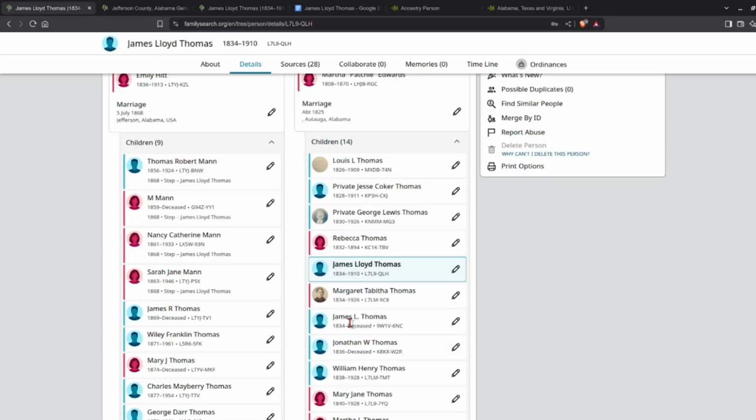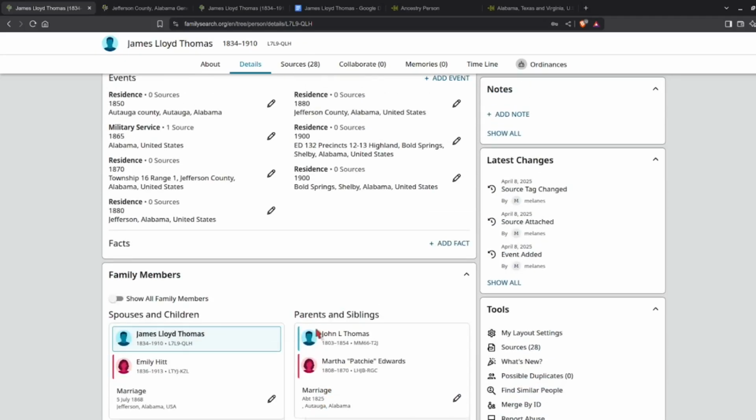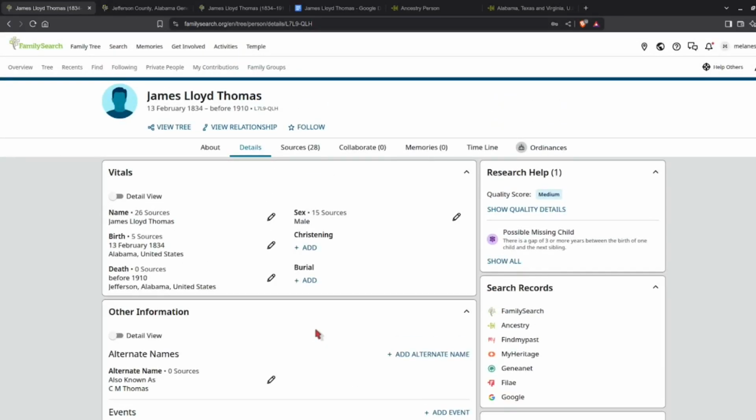So today we're going to look at the Civil War service of James Lloyd Thomas and see if we can't find more information about his Civil War service through Fold3. And as of April 2025, Ancestry has made Fold3 available for free to look at Civil War service records. So I'm going to take a few minutes and we're going to actually look at some of those.